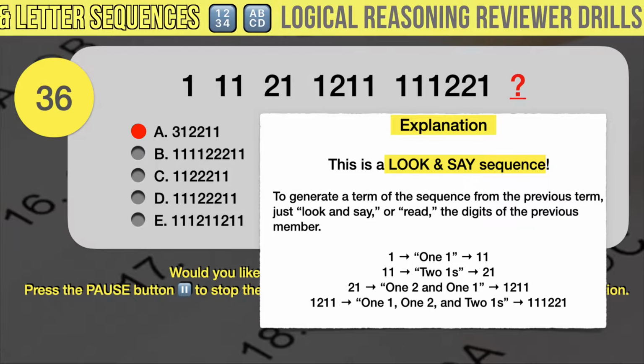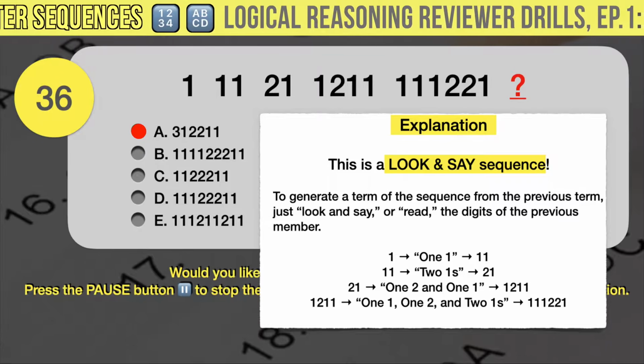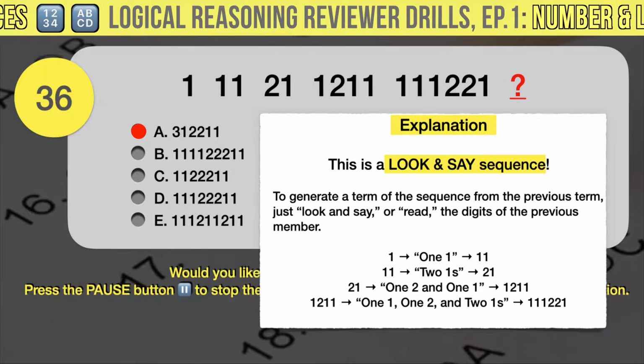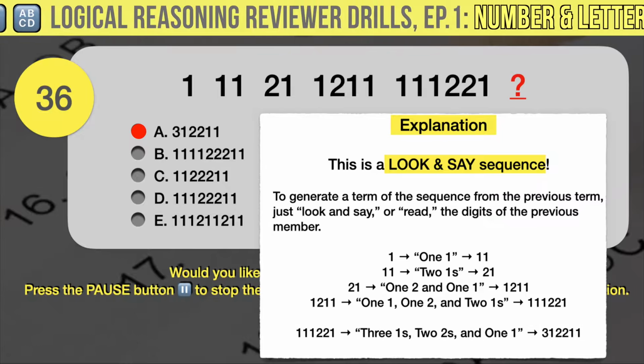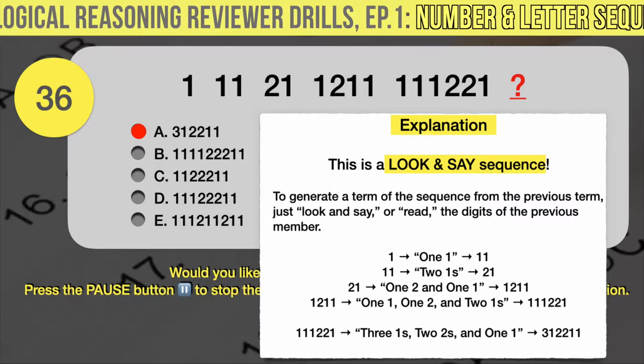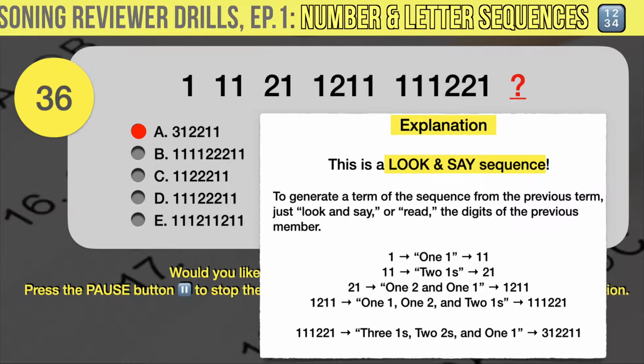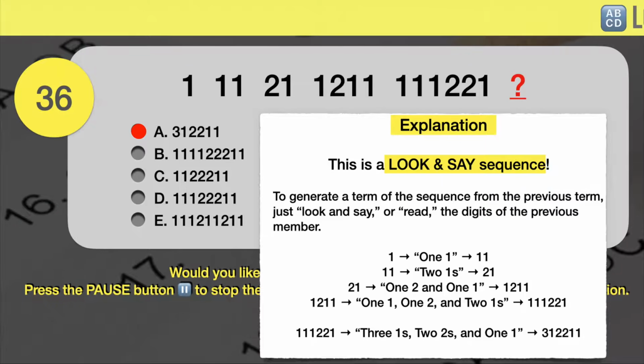1211, which is read as one 1, one 2, and two 1s, generates 111221. And finally, 111221, which is read as three 1s, two 2s, and one 1, generates 312211.